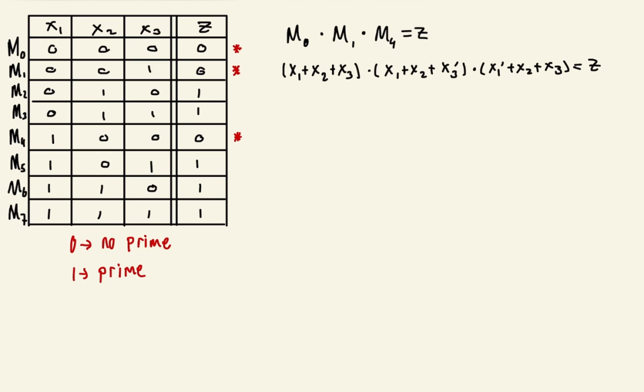Now this is called a product of sums because you are compiling all of the rows which make the output a 0, and you're multiplying them together because if even one of these ends up returning a 0, then the whole function ends up returning a 0. And you may have noticed that any other input combination returns a 1, which is what we want the function to do.